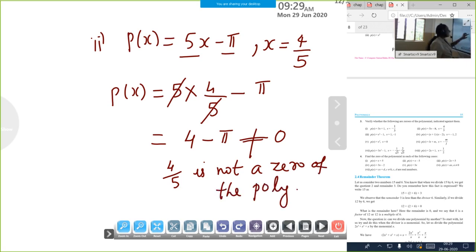Hope it is clear now. If we get the answer 0, we can write that it is a zero of the polynomial. Here the answer is 4 minus pi, so that shows that this is not a zero of the polynomial. Okay, this way we find the answer. One more question.